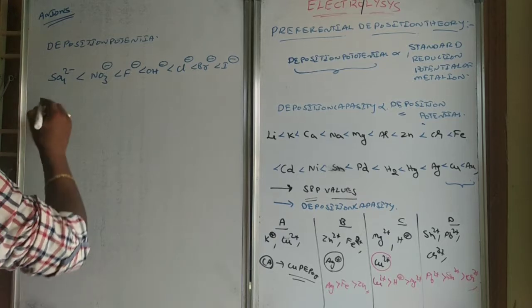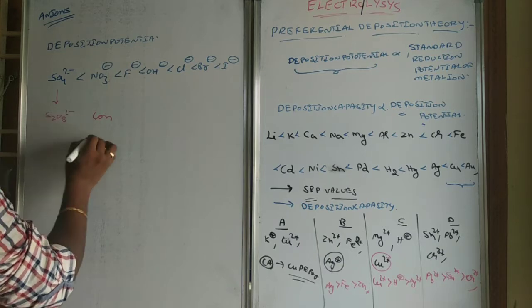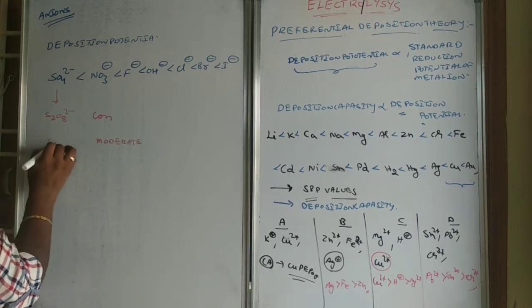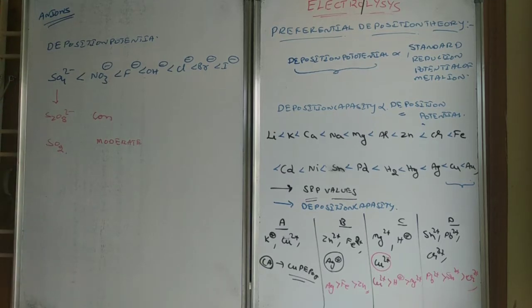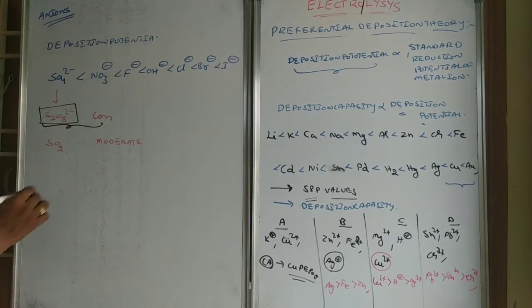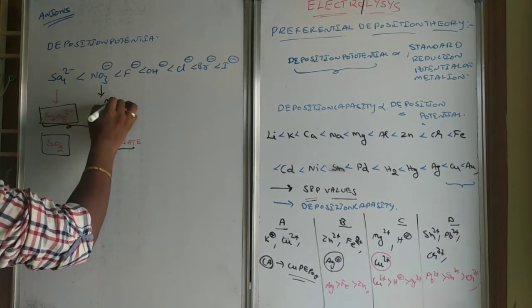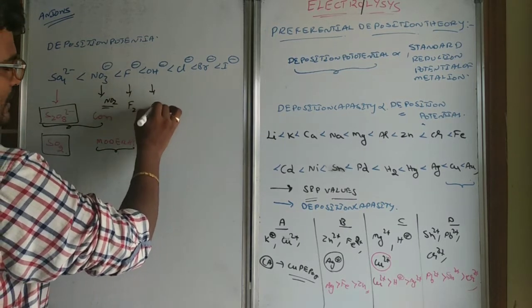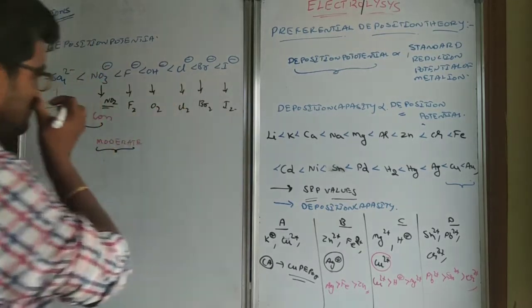For sulfate ion, when it is concentrated, S2O8 2 minus will come. When it is moderate, it liberates sulfur dioxide gas. When it is dilute, nothing will come. So when concentrated sulfuric acid is there, it produces the peroxydisulfate ion. In moderate concentration, sulfur dioxide is liberated. NO3 will produce nitrogen dioxide gas, fluorine will liberate fluorine gas, then oxygen gas, chlorine gas, bromine gas, and then iodine gas.